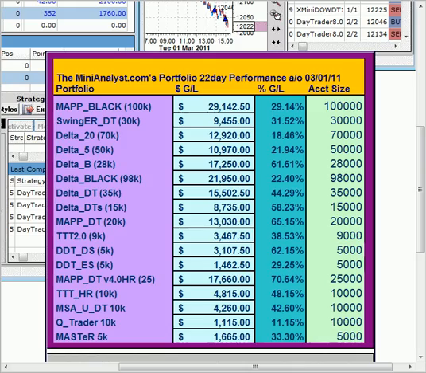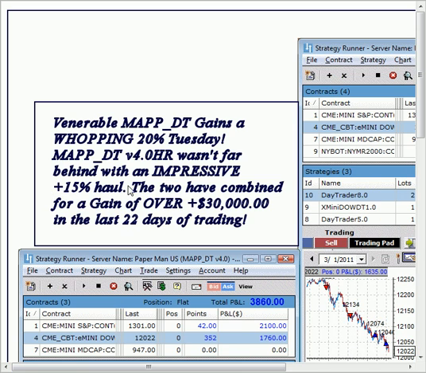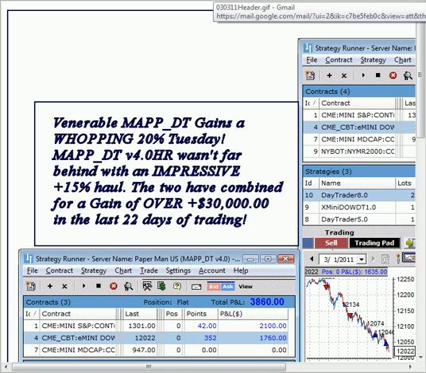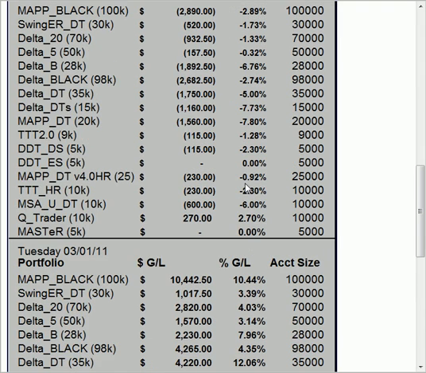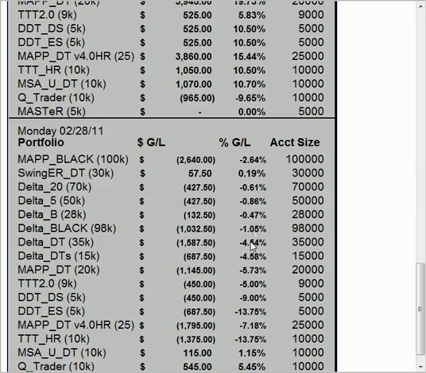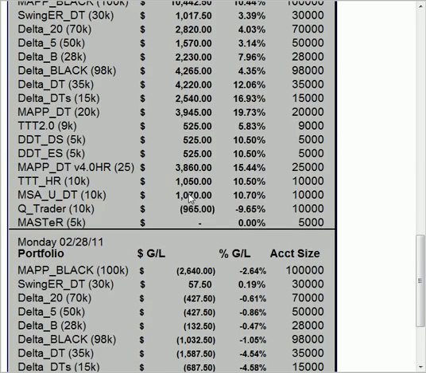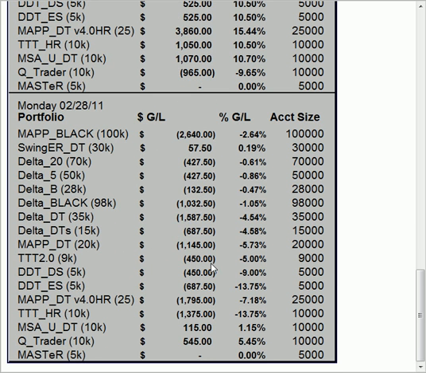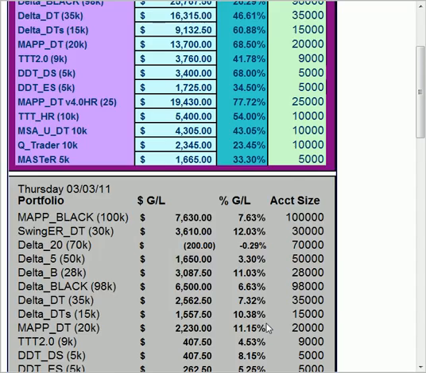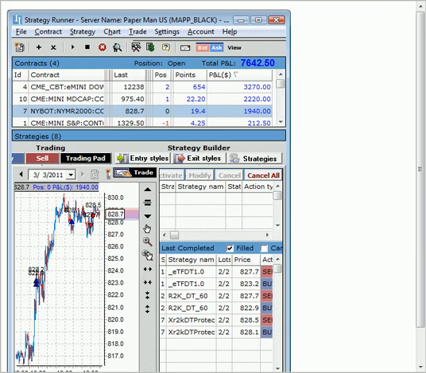Of course, that was mentioned right there, 20% Tuesday, followed by the MapDT version 4.0 HR. You might not be able to get in the MapDT, but you can likely get in the MapDT version 4.0 HR if you're interested. Those are $20,000 and $25,000 accounts respectively. And on Monday it was kind of a quiet day. Again, QTrader besting everyone with a 5.5% return for the day.